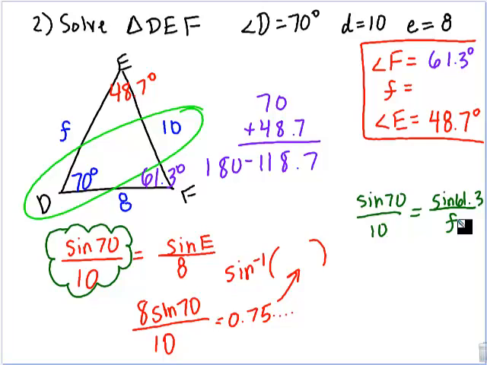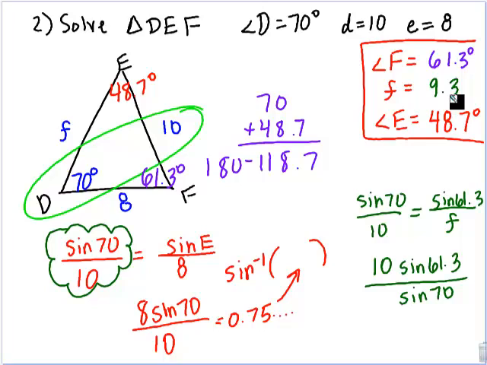F times sine, that would work. So it'd be 10 times the sine of 61.3 divided by the sine of 70. Yep, 10 times the sine of 61.3 divided by the sine of 70. Did you get it already? No? 9.3. So there we finished solving our triangle.